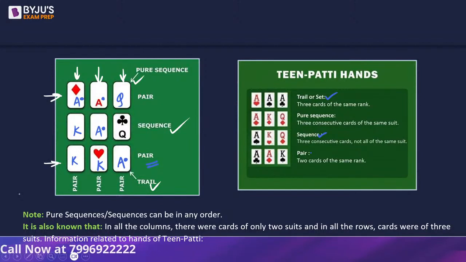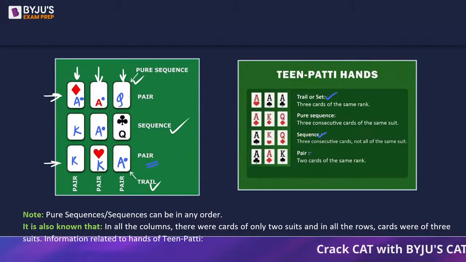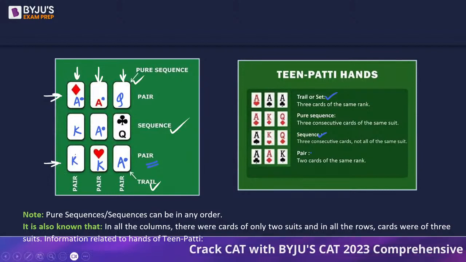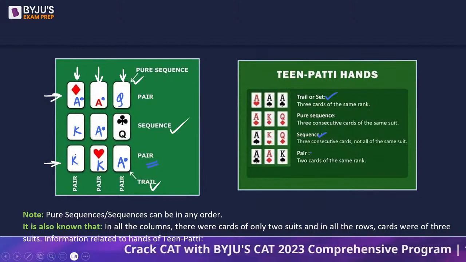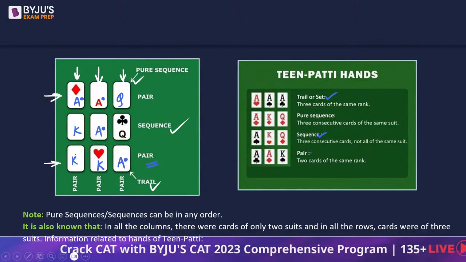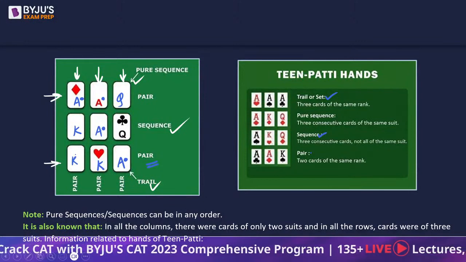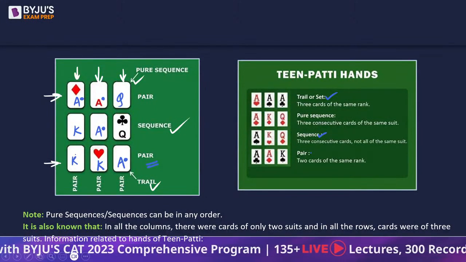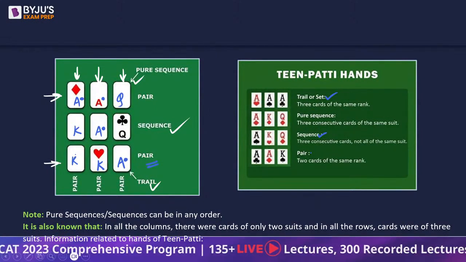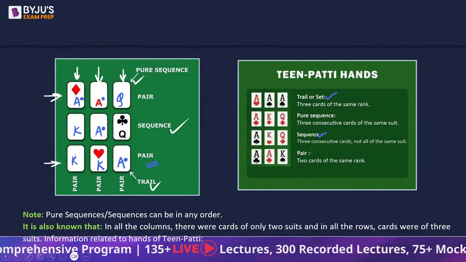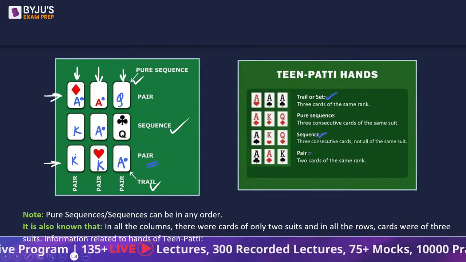Now, since this part is done, let's look into the suites. If we look into the suites, the trail that we are supposed to have should be of the different suites, right? And the pure sequence should be of the same suite. And the sequence are going to be of different, not all of the same suite. Okay, you can have 2 spades and 1 heart, you can have 2 clubs and 1 diamond, all are allowed. So how should we represent the suites now such that the conditions of the hands are met?